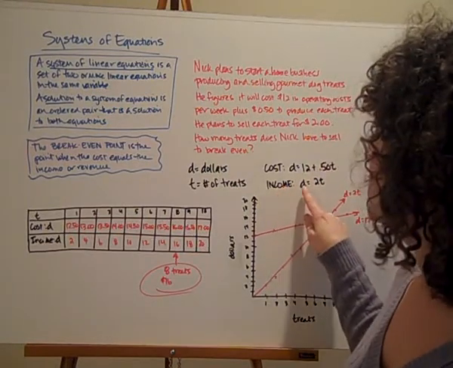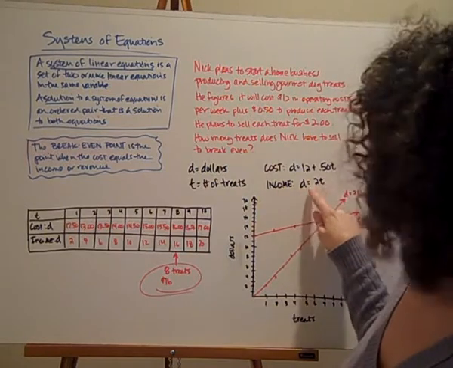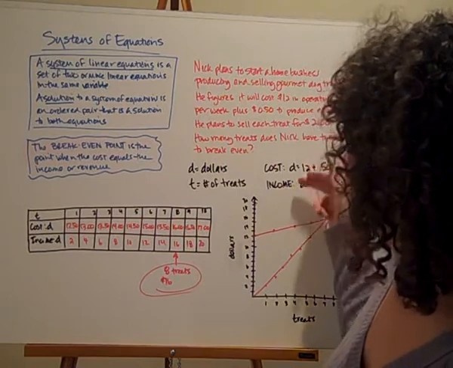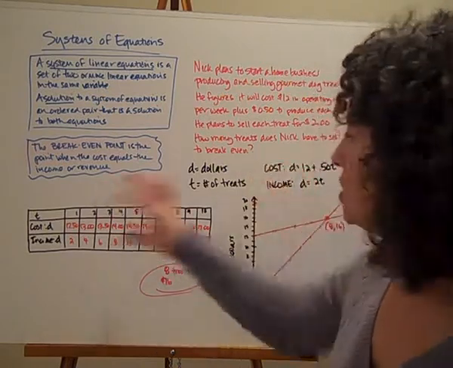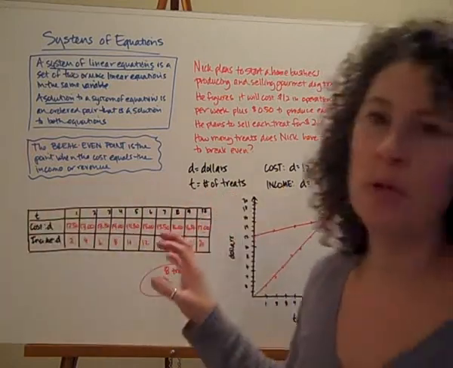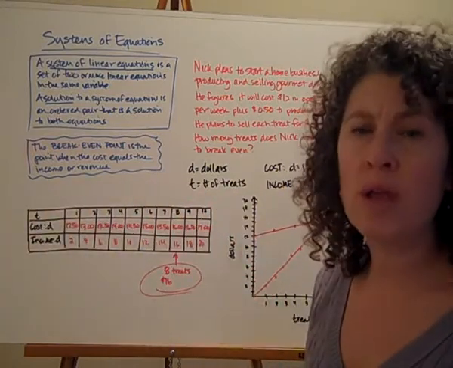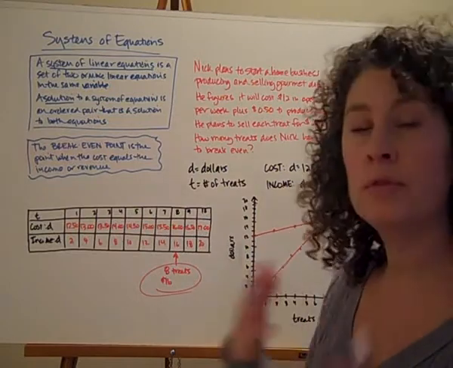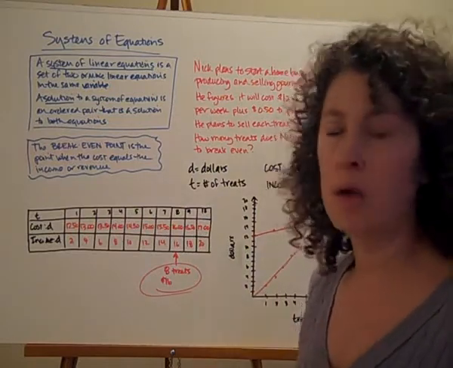And his income, the dollars that he gets, is $2 times each treat that he sells. So here are two equations, and we're going to use those two equations in two different ways to figure out his break-even point. First we're going to make a table, and this isn't really the most efficient way to do this because you'll notice my table is kind of long. But hopefully you'll see what's exactly going on as we make this table.